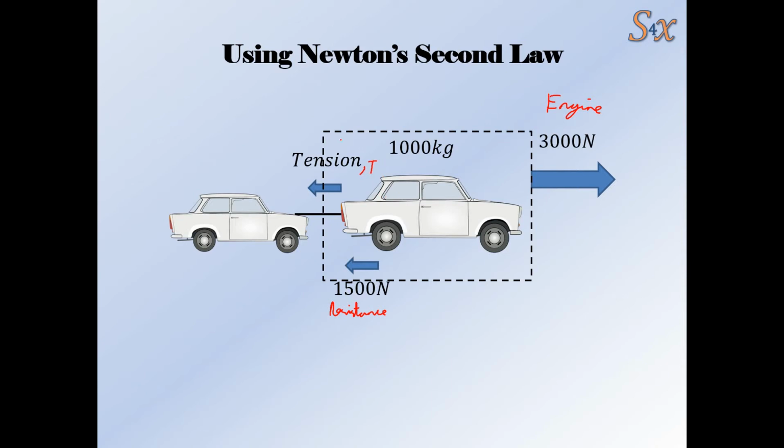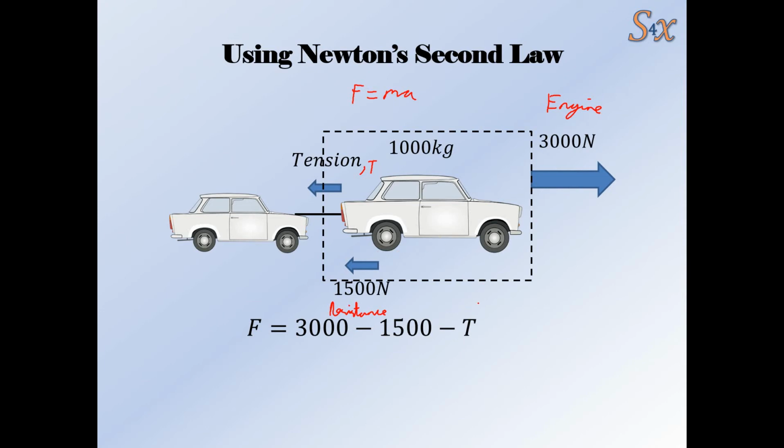So first of all, let's figure out the resultant force, and we'll use Newton's second law in a second. So the resultant force is going to be the 3,000 from the engine minus the 1,500 minus the tension, because the tension actually points backwards. It's effectively pulling that car back. It's providing an extra load on the car. Hence the car has to work harder to accelerate at the same rate.